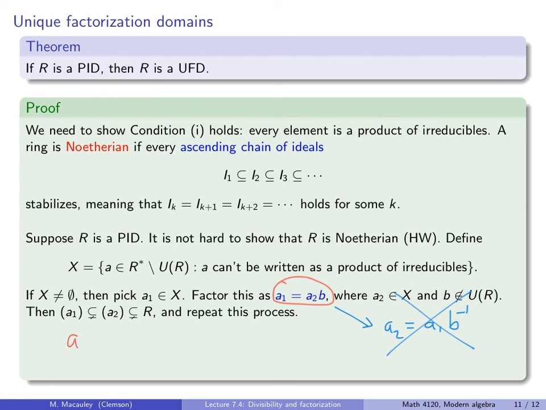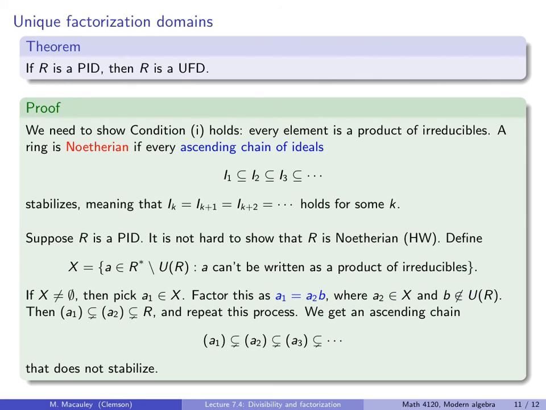In other words, we take A2 and we can write that as a product of two things, say A3 and B prime, and at least one of these cannot be written as a product of irreducibles. Conveniently, let's call that one A3. So neither of these are units, and A3 has to be in X. So we can now conclude that the ideal generated by A2 is properly contained in the ideal generated by A3. And again, repeat the process. We can find an ideal generated by another element, A4, that properly contains that, and so on.